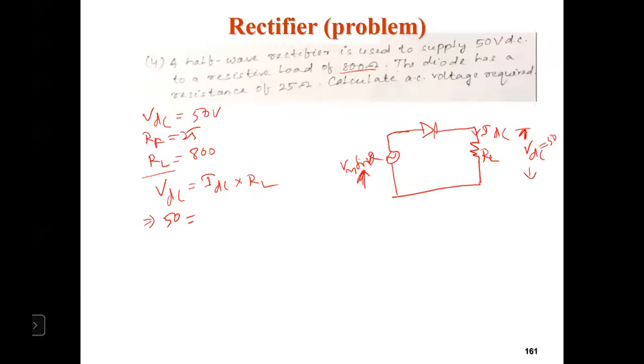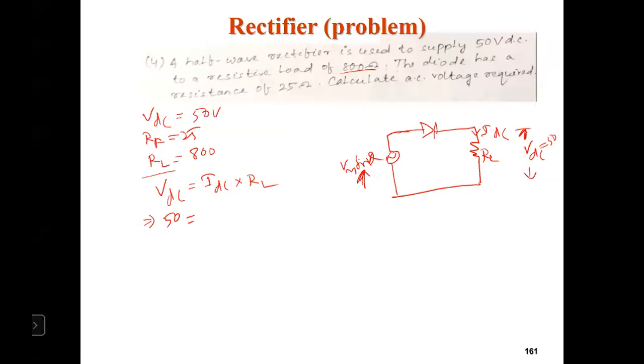Then how much will this IDC be? Sir, VDC by RL. VDC by RL, only VDC by RL. Okay, so let us say this is Vm sin theta.